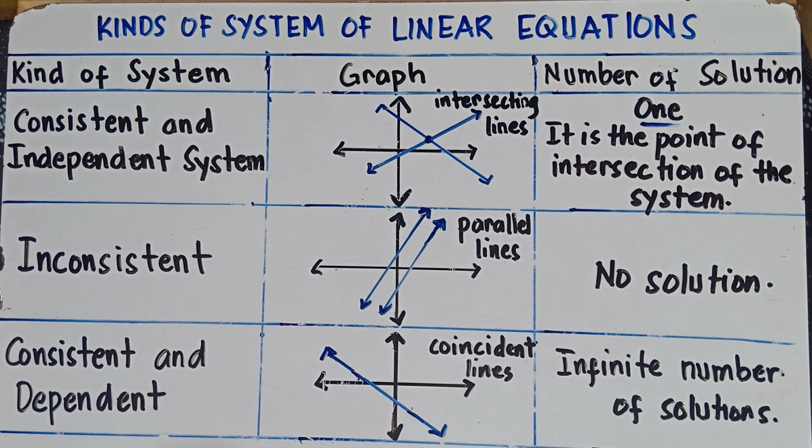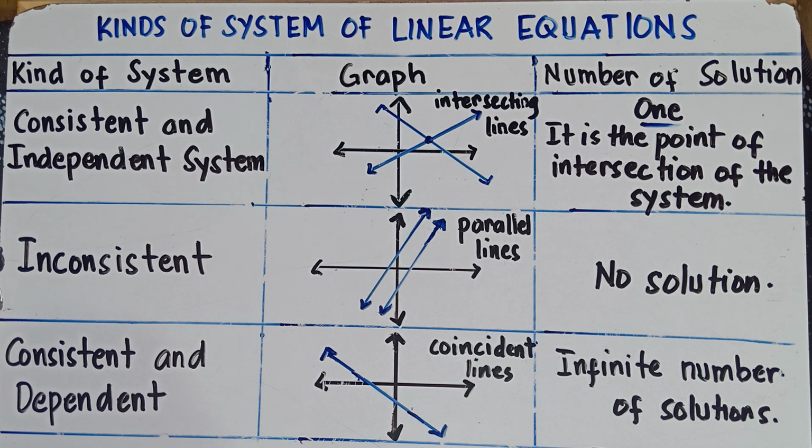Now, when you plot those equations class on the Cartesian plane, and they lie on the same line, we call that one class coincident lines, in which they are sharing the same slope. Therefore class, the answer there will be consistent and dependent, and the number of solutions, there would be infinite number of solutions. I hope it's clear for you, class.